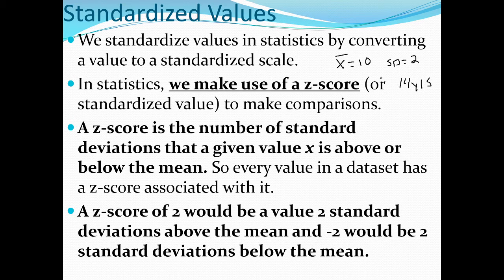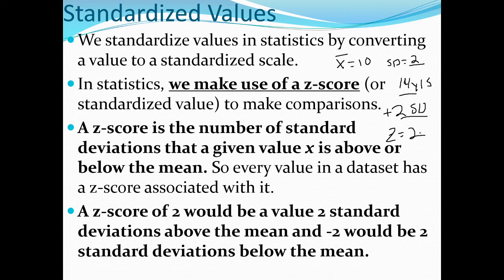Well, how many deviations away from the average are they? If the standard deviation is 2 and they're 14 years old, that means they're 2 standard deviations away from the mean. Because you jump once, you get to 12. Jump another time, you get to 14, if you're jumping 2 each time. So they're plus 2 standard deviations away from the mean. They're 2 deviations higher than the average. So they would have a z-score of 2. That's all a z-score is: how many standard deviation jumps you are from the average value.